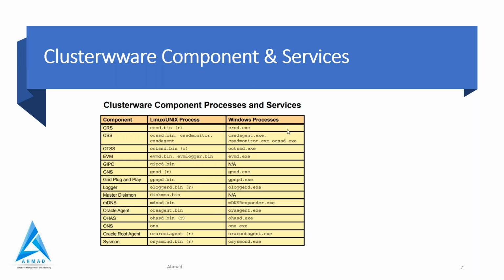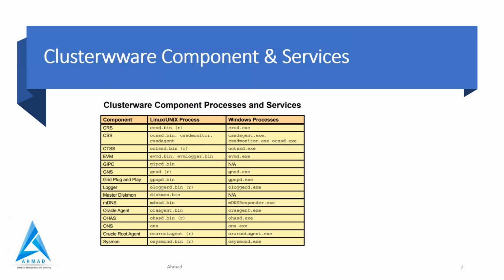And when I say ocssd.bin, CSSD monitor, CSSD agent, these processes are for the CSS component. For CTSS, the process is octssd.bin. Owner is root, and if the owner is not root, then the owner will be grid or Oracle, mainly grid. And for EVM, we have evmd.bin, evmlogger.bin, and for GIPC, we have gipcd.bin.